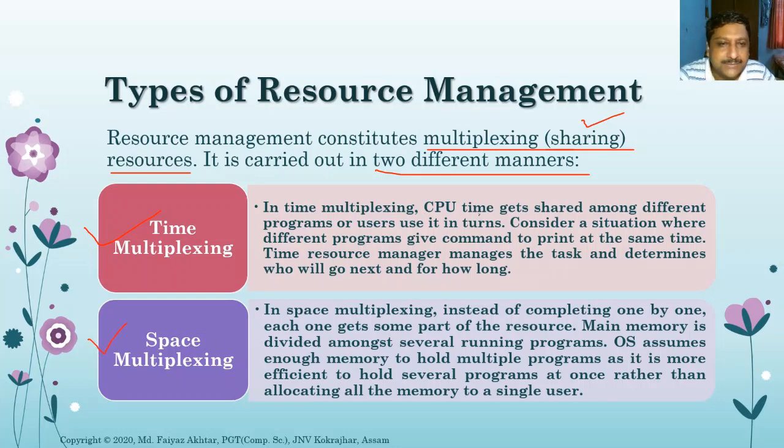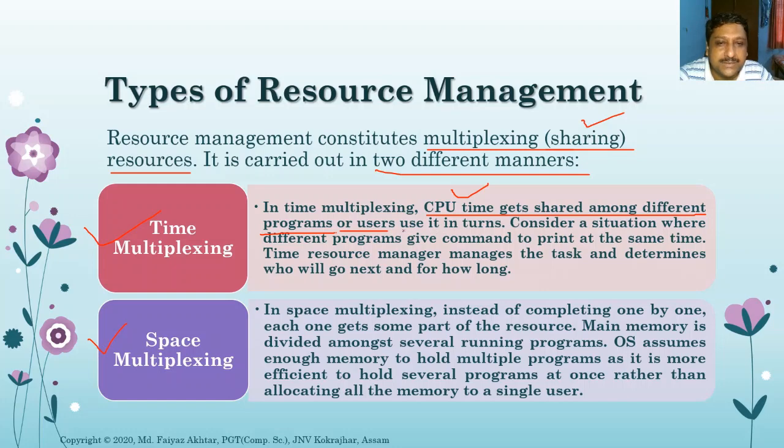In time multiplexing, CPU time gets shared among different programs or users. Every program, every software, every application needs CPU time to be executed, because software processing is needed, and only the CPU can give the processing capability to a program for the user. So the CPU is the major part of a computer which is actively shared among different software and users.